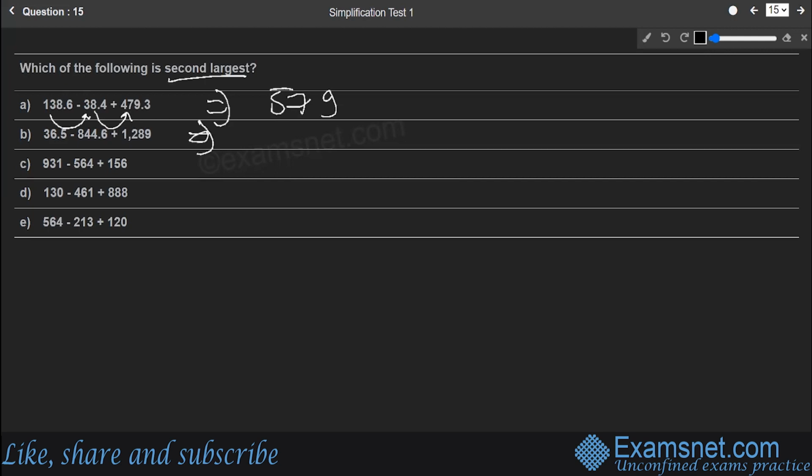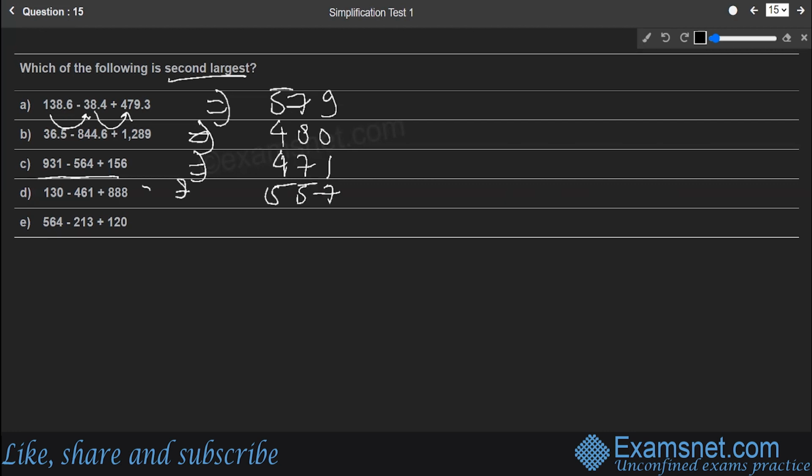The second option: 36.5 minus 844.6 plus 1289. We can ignore the decimal again: 36 minus 844 plus 1289. If we solve just this, we reach a number of approximately 480. Then the next term is without decimals, so things are easy to solve here: 931 minus 564 plus 156. These are simple add and subtract operations. For this one, the number is coming as 471. For this one, simple add and subtract, the number is coming as 557.